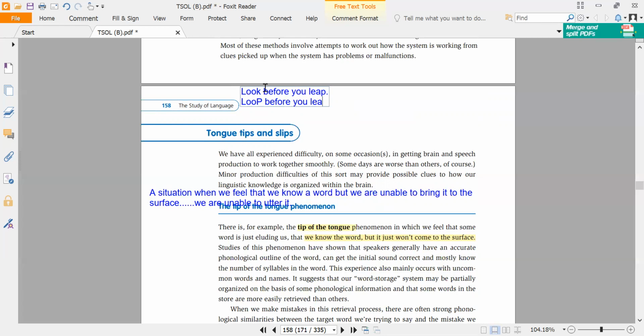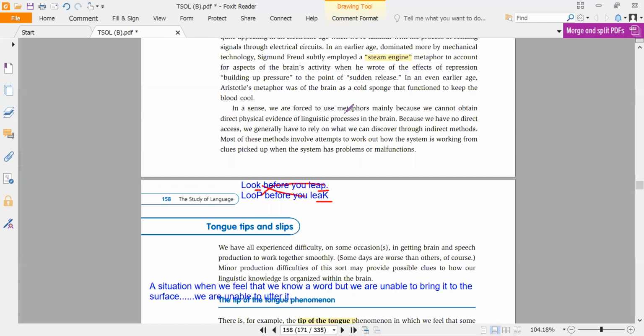Now look at this, the p sound and the k sound, right? Here is the pencil. Yes, this k sound, the final consonant here, and this final consonant, look before you leap. So these two final consonants have been exchanged in this example. Like the p sound has come here, "loop", and the k sound has come here, "leak". Look before you leap. So a person once said, look before you leak. So this is also a kind of slip of the tongue.